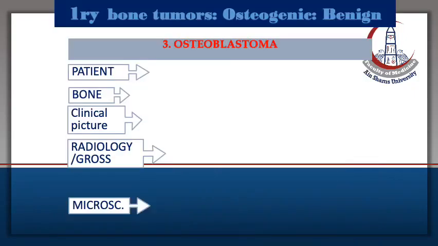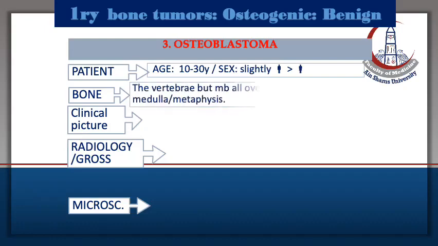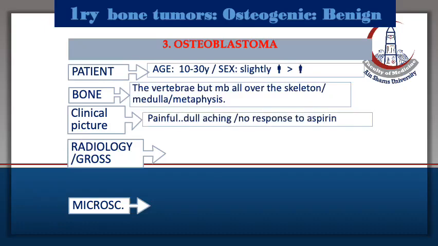The third bone-forming tumor, benign type, is osteoblastoma. It occurs in a young age group. The vertebrae are mostly affected, but it may involve long bones at the area of metaphysis. It's a painful tumor as well, but it's not responsive to aspirin.